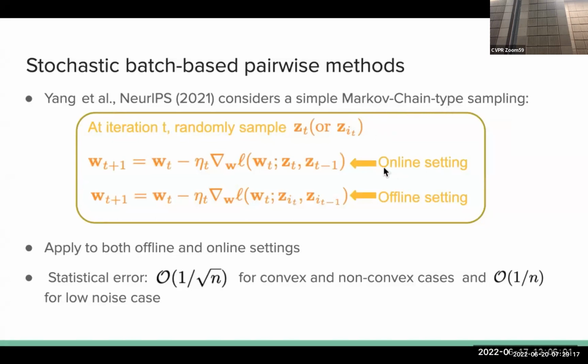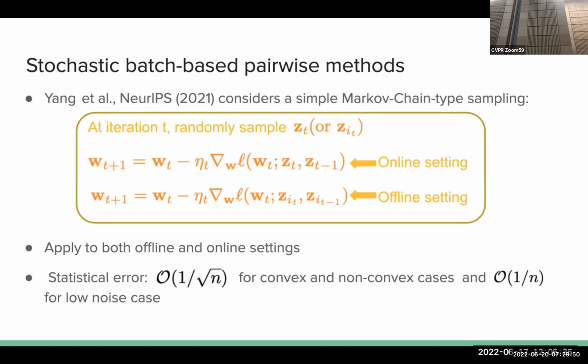Let me describe it in the online learning setting, where the data is arriving continuously. At time t, you will see a data point Z_t, and you will pair Z_t with the previous example, Z_{t-1}. Then you perform gradient descent. In this case, Z_t and Z_{t-1} as random variables form a Markov chain.